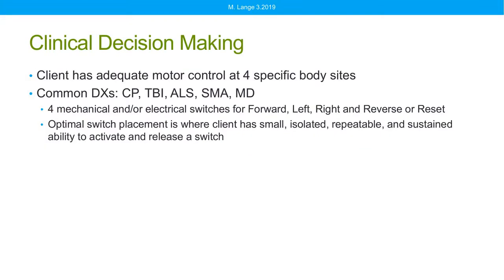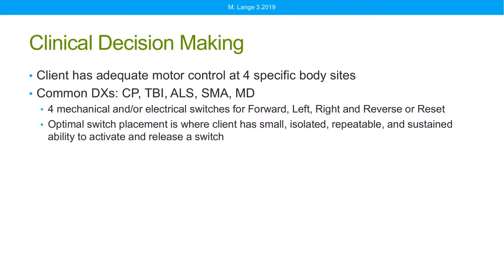Now, sometimes we can look at all these various driving methods, and there's a lot of them, and there's some that we're not even touching on today that are less common. But despite all of our options, we sometimes just have to pull out some switches, and we have to put on our detective hat and determine, where does this client have control? Where can I put switches so that they're able to successfully drive themselves?